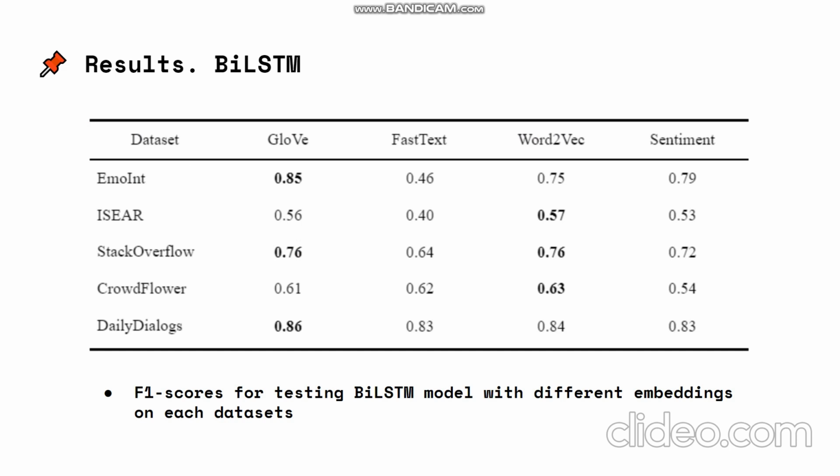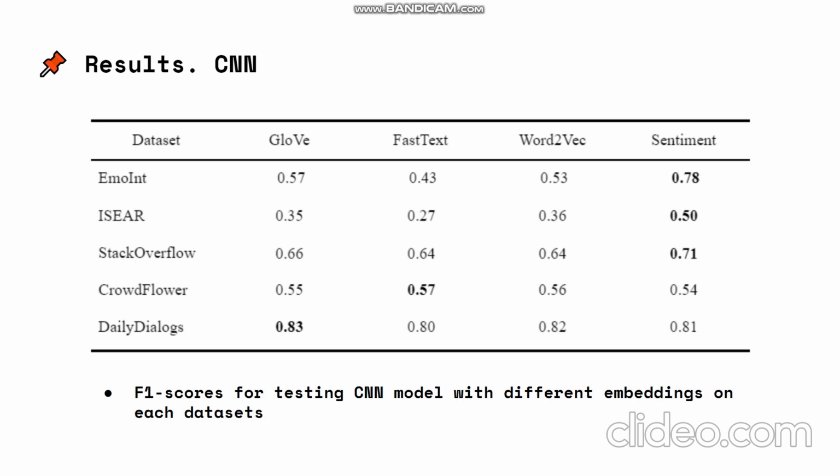So for BiLSTM, the results show that Word2Vec is the best approach to work with balanced datasets like ECR and Crowdflower. It has the best performance counting by F1 score. But for the BiLSTM approach, we also need to take a look at GloVe embedding, and GloVe embedding works better with sparse datasets like Daily Dialogues.